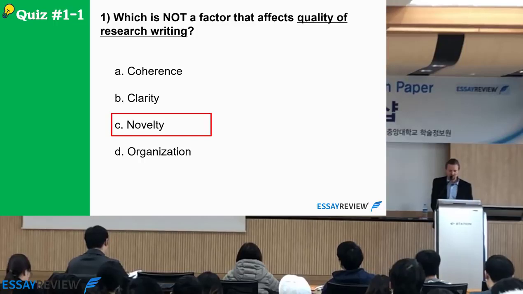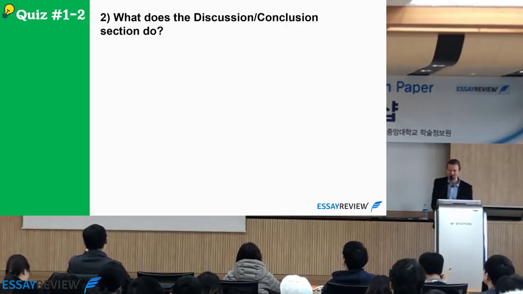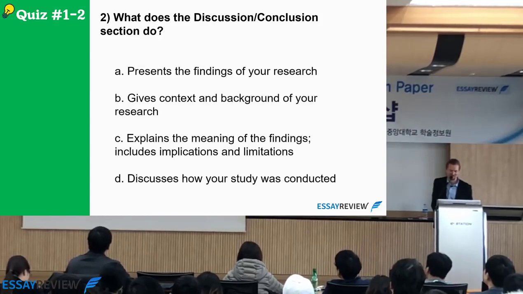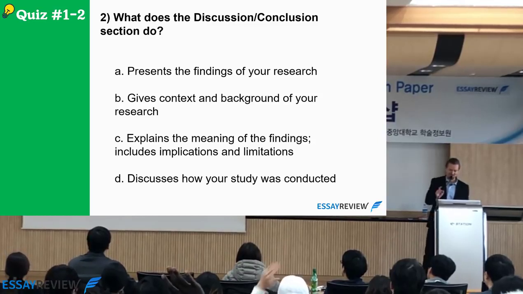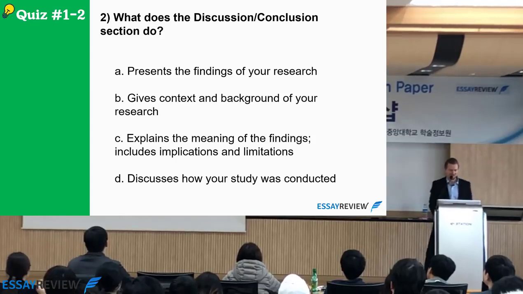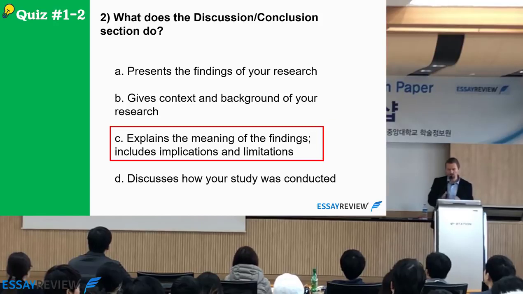Okay, number 2, what does the discussion conclusion section do? A, presents the findings of your research. B, gives the context and background of your research. C, explains the meaning of the findings, includes implications and limitations. D, discusses how your study was conducted. Yes? C? Discussion explains the meaning of the findings. Ding dong, ding dong. That's right. Okay, so in the discussion is where you talk about why your study is important. And we'll show you how to do that.